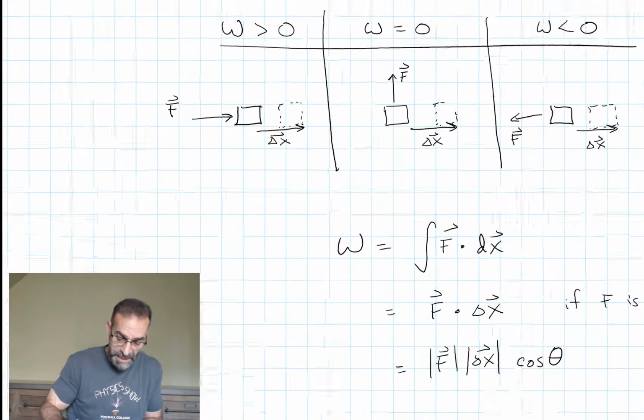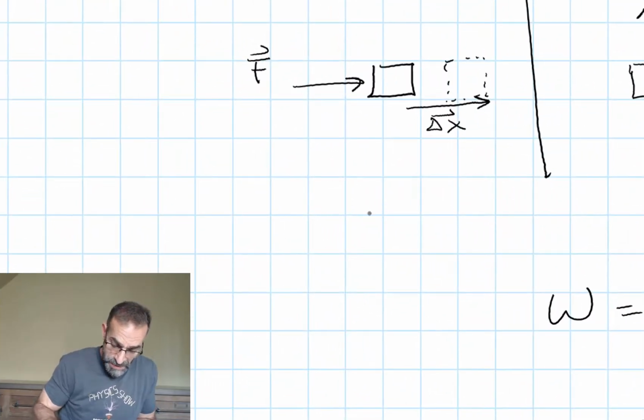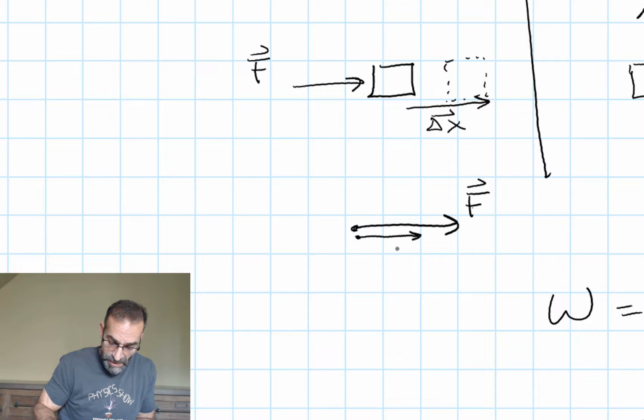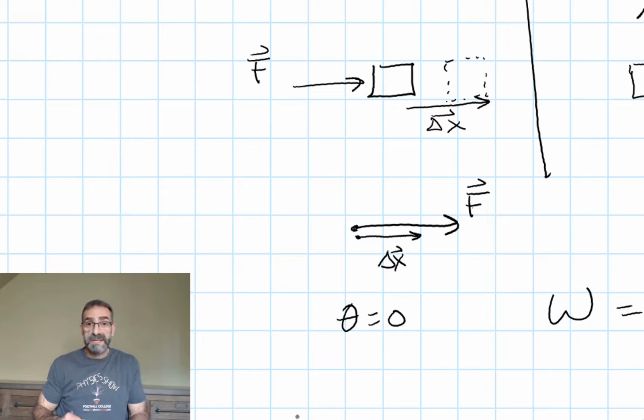Let's take a look at the first case. My force was in this direction. I'm going to put their tails together. My displacement is also in that direction. And so what angle do I get? 0 degrees. Cosine of 0 is 1. So the work is positive. It's just the magnitude of the force times the magnitude of the displacement.